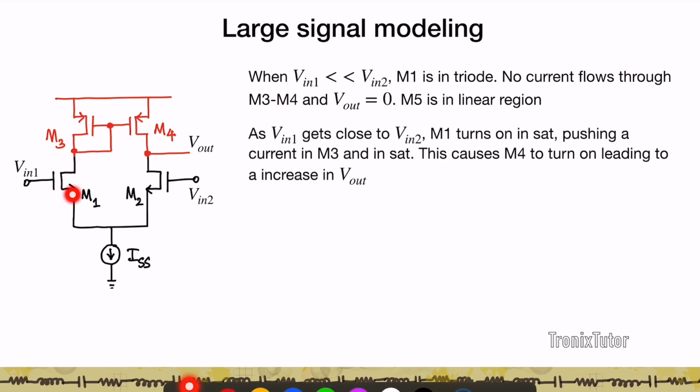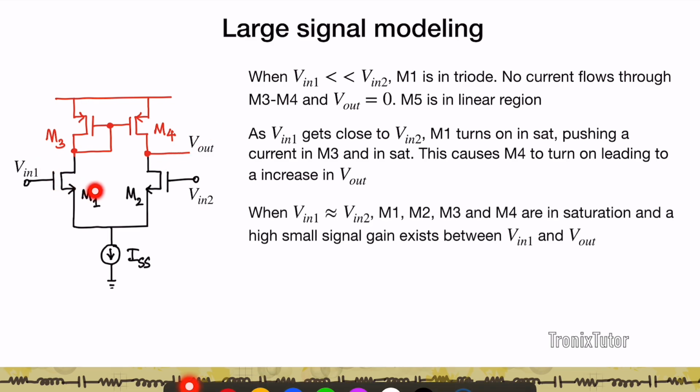Now as Vin1 becomes closer to Vin2, M1 turns on, and so M1 starts to pull current. Because M1 starts to pull current, M3 starts to pull current, which causes M4 to turn on, and which causes this Vout to increase. So as Vin1 increases, you see that Vout also increases. And when Vin1 is approximately equal to Vin2, that's when all these 4 transistors are in saturation, and I see a very large gain between the output voltage and the differential input voltage.